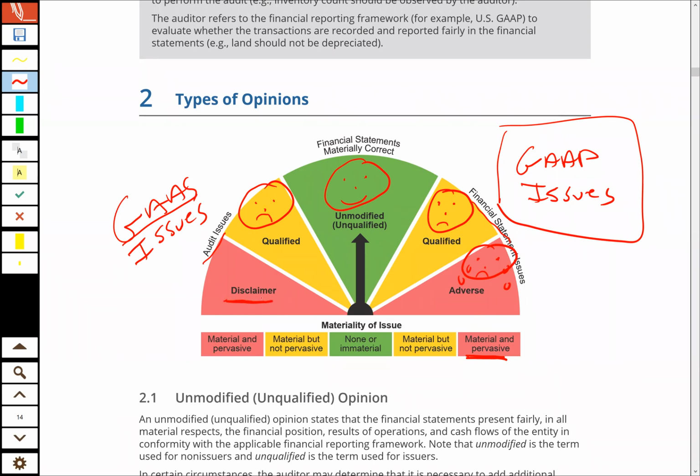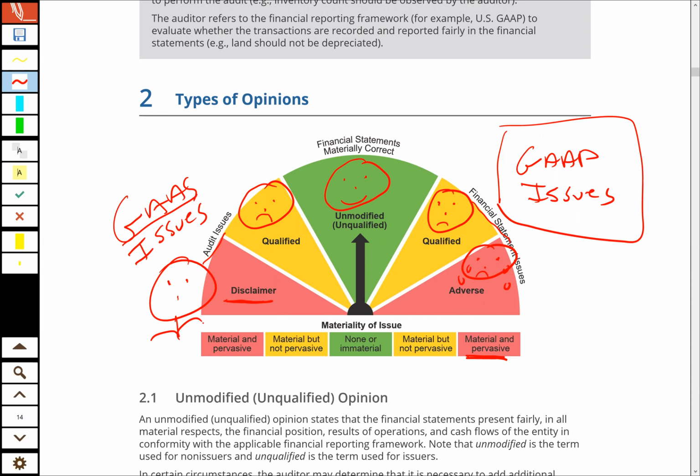If the nature of the procedure that we couldn't apply was so significant, so pervasive, that it did not allow us to even give a qualified opinion, we would go from qualified to disclaimer here. And again, I'm going to put the eyes on the face of this auditor, but no mouth, because the auditor isn't saying anything. In fact, what I'll put is shoulders instead. Those are the auditor's shoulders shrugging. The auditor is saying, I can't give you an opinion.